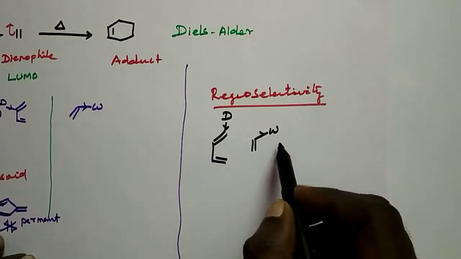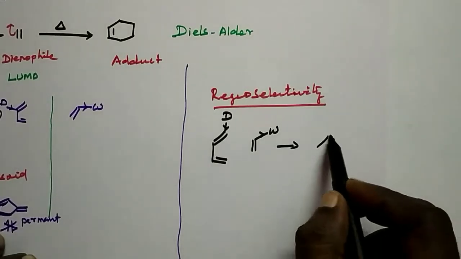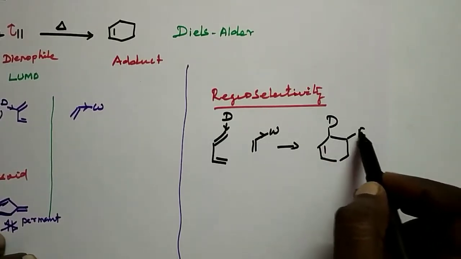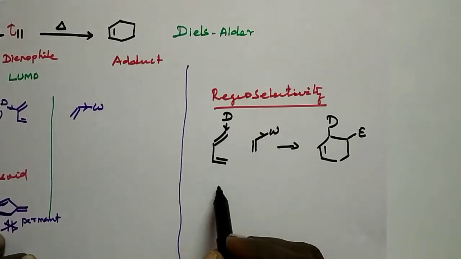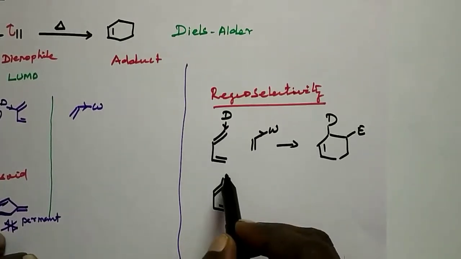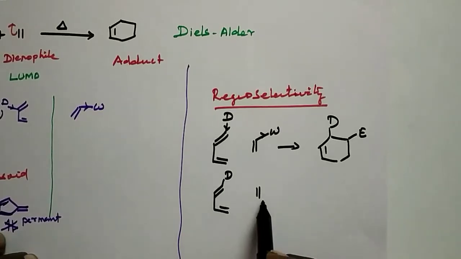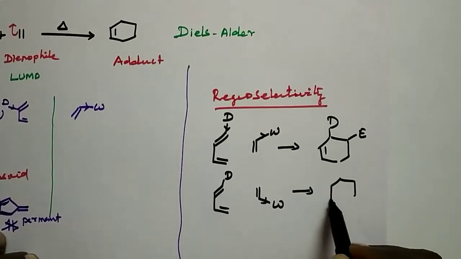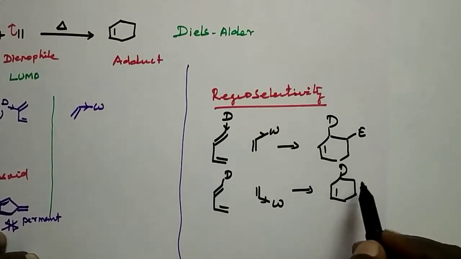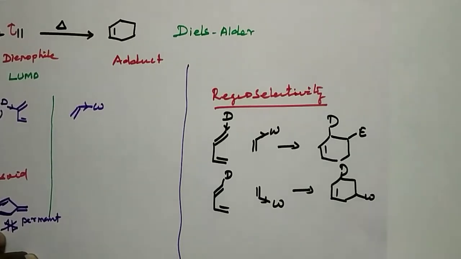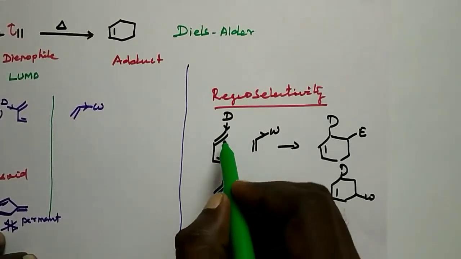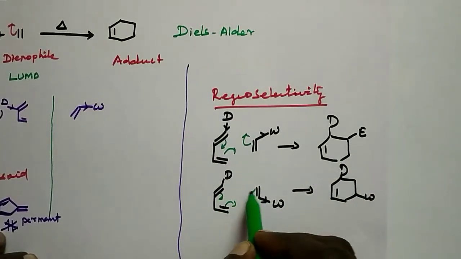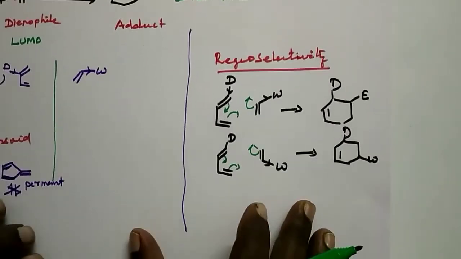Can I write this the other way? If I write this way, I should get the product this way, D, E. Okay. If I write the other way, the product is... Which one is right? Which one is right? Look at this, children.